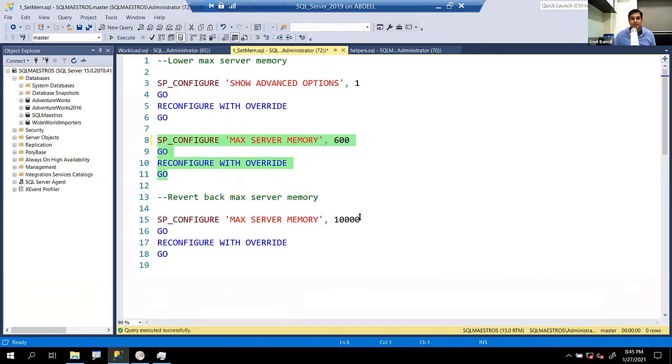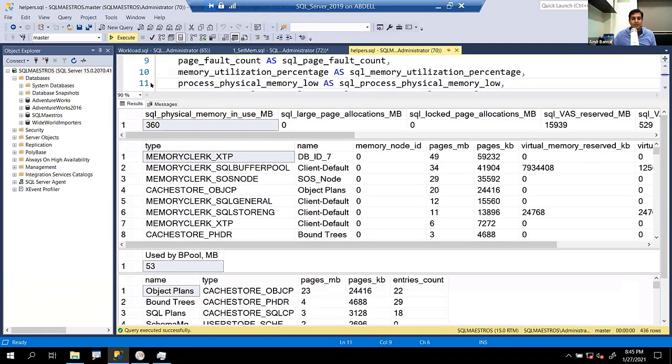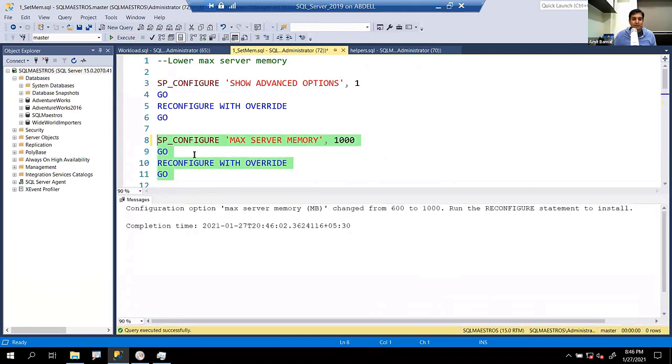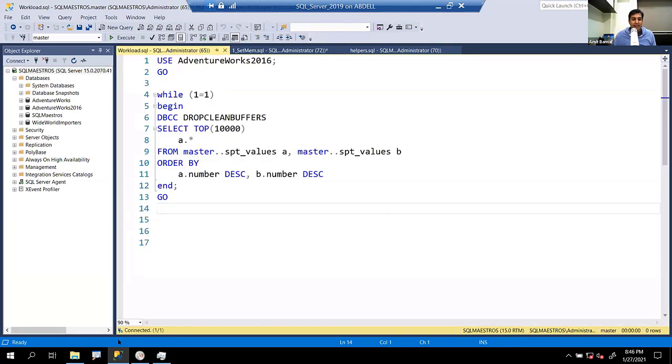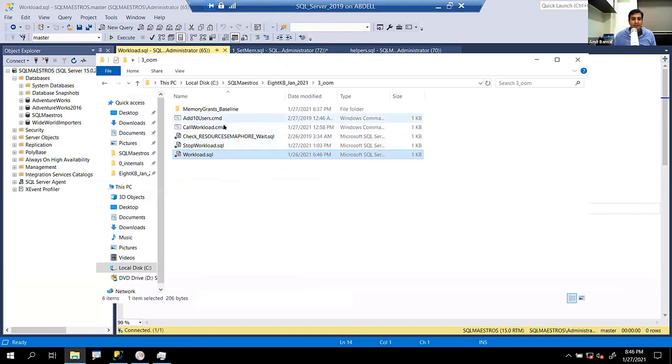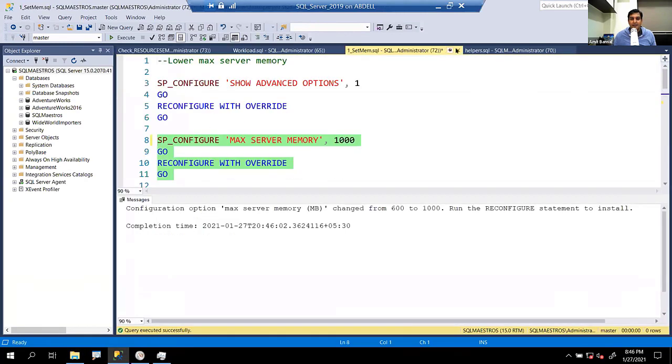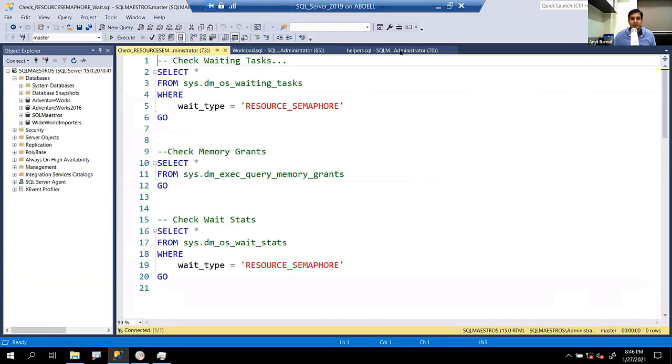And what do I do? Set max memory to what's the current memory, which is 599, which is fine. And let's put this to 1000. Let's set this up here to 1000 for the purpose of the demo and hope it works. And then what I am going to do is open up the resource semaphore wait type. And let's close this, and we have the helpers.